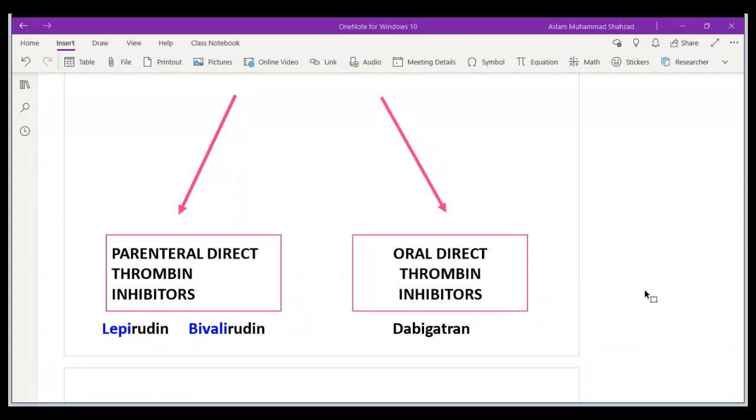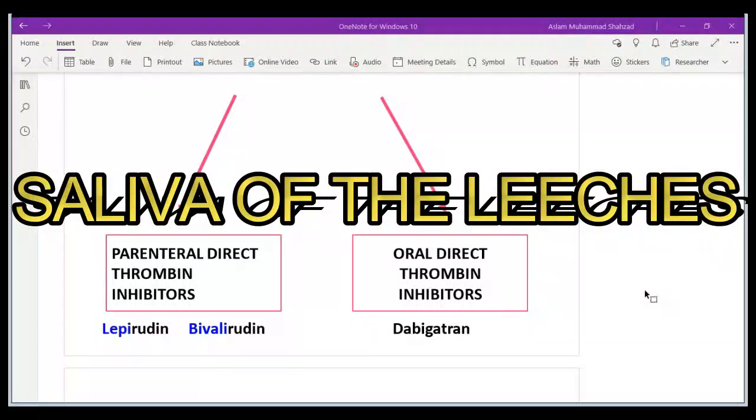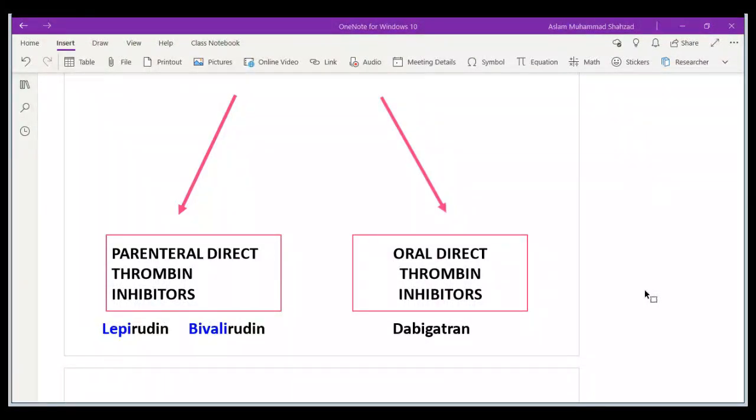The interesting point is how they extract the drug. They extract it from the saliva of the leeches, and then they develop recombinants like lepirudin. So the parenteral direct thrombin inhibitors are isolated from the saliva of the leech, and then different recombinants are produced. The main thing is that they have only a little effect on platelets, because they have more effect on the thrombus. As direct thrombin inhibitors, they act mainly on the thrombus.